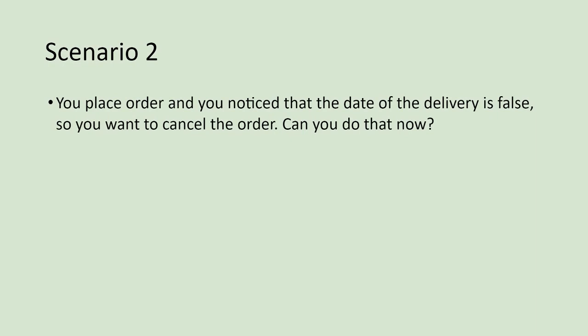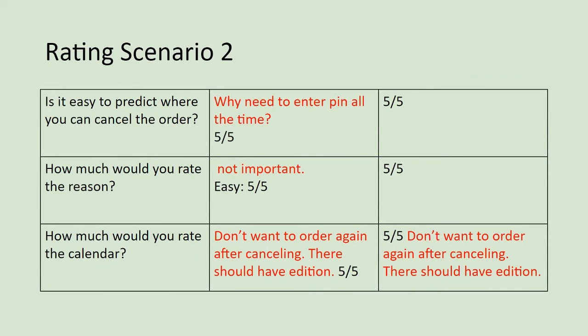I asked them to cancel the order they did for the first scenario, and then start doing an order with a new delivery date. So this is the rating scenario on a 5 scale. The first question for this scenario is: is it easy to predict where they can cancel an order?